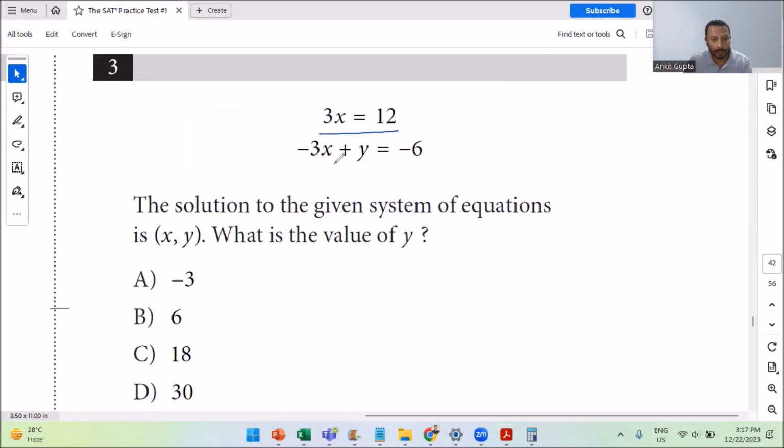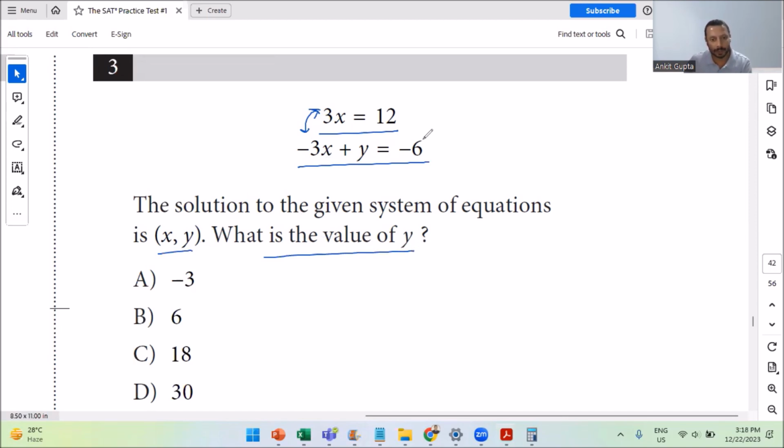3x is equal to 12 and minus 3x plus y is equal to minus 6. Note that 3x is repeated in both of them with opposite signs. The solution to the given system of equations is x comma y. What is the value of y?